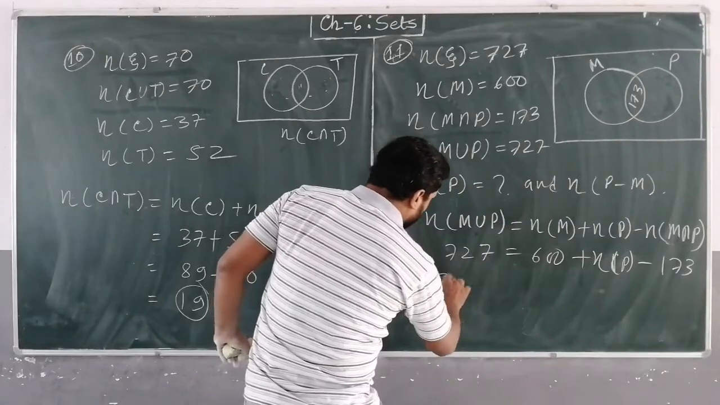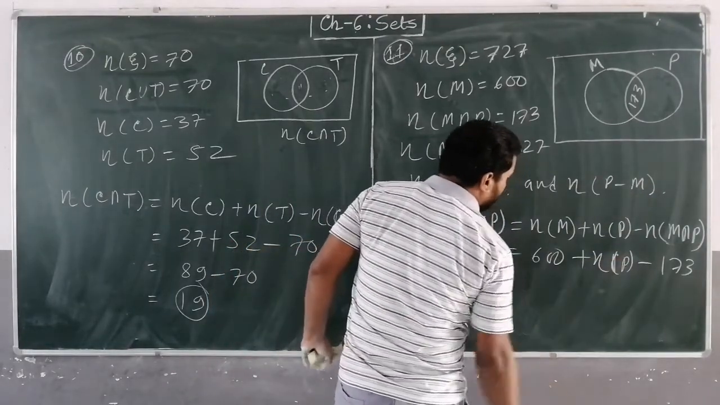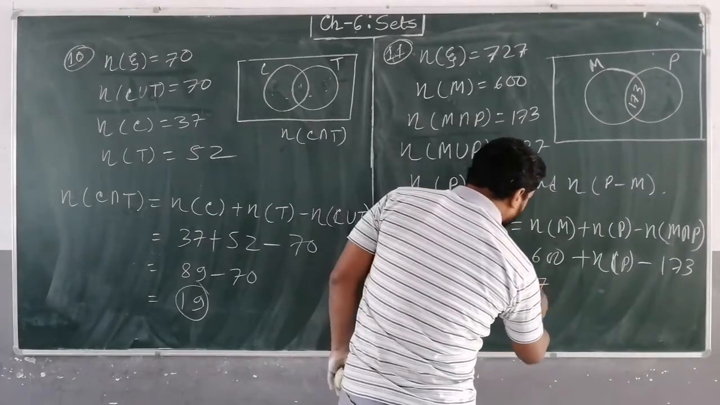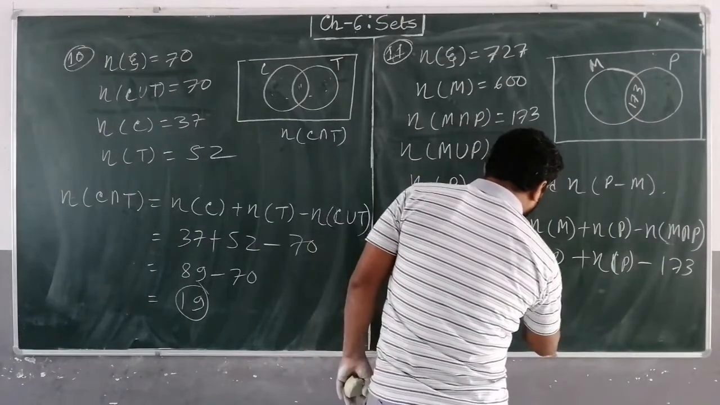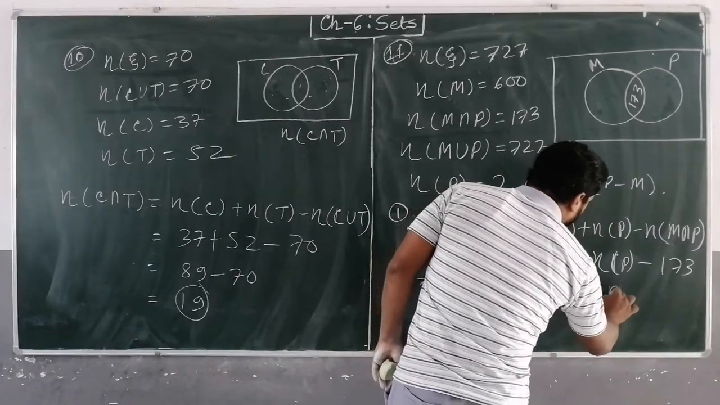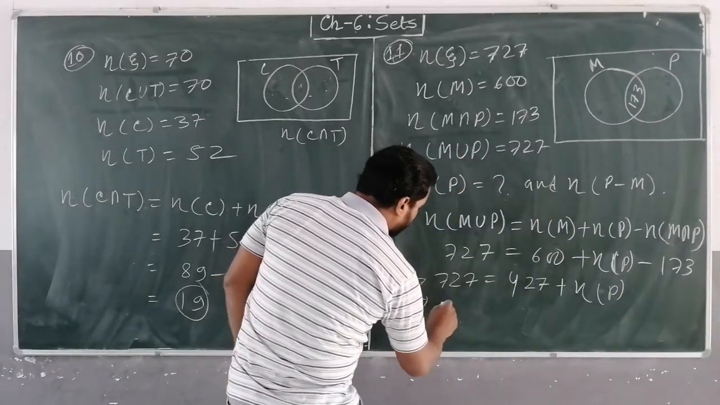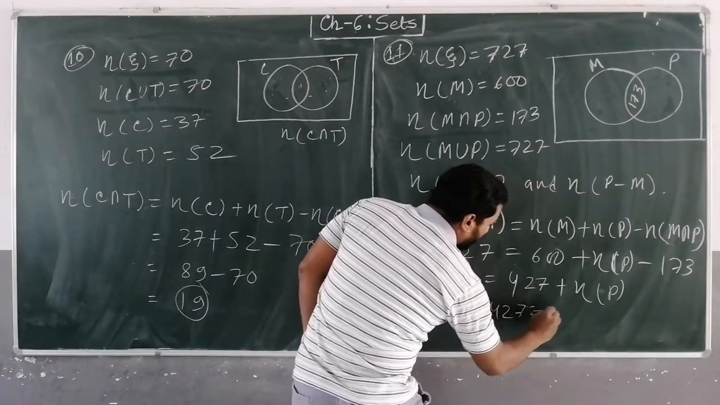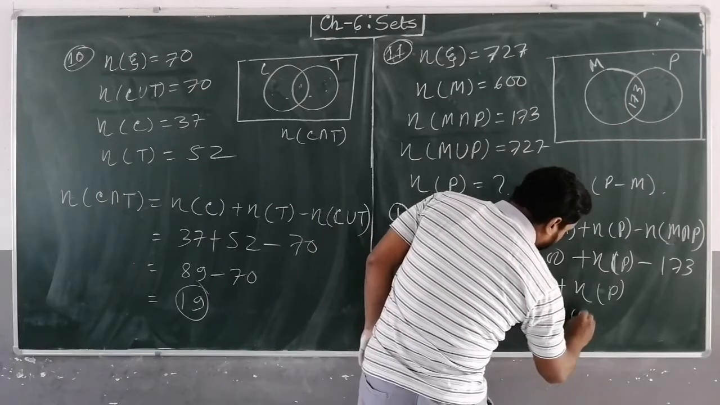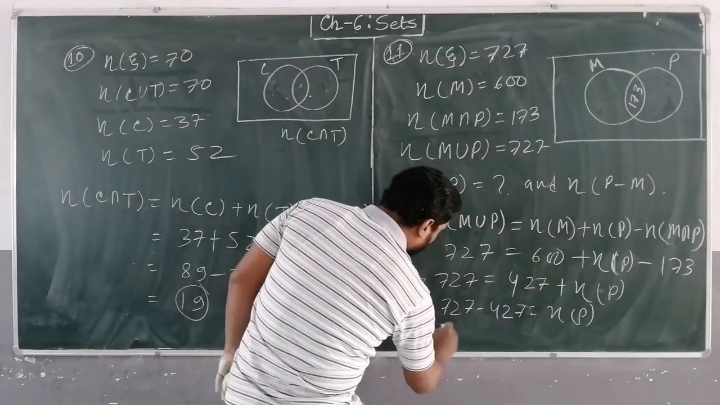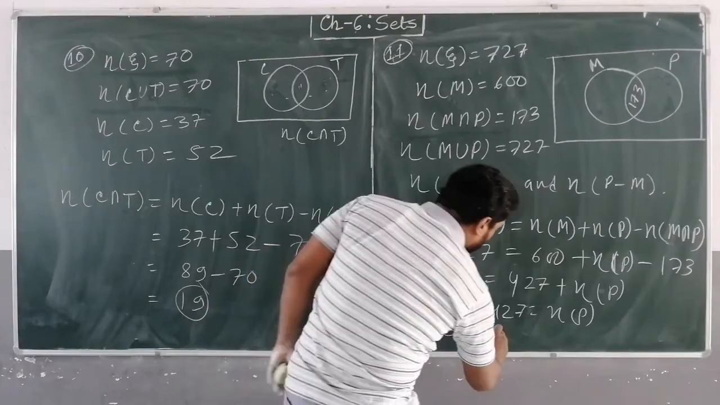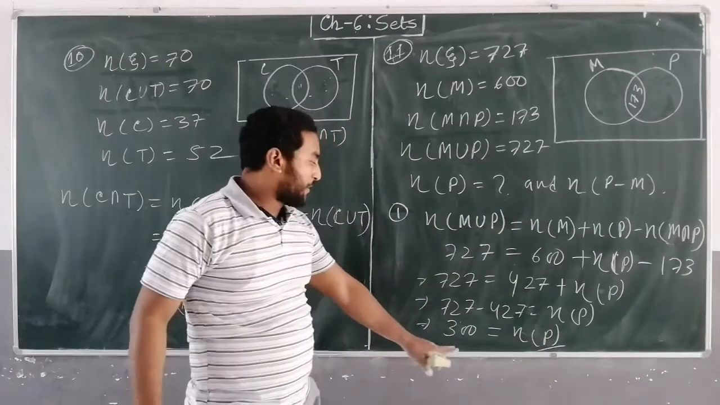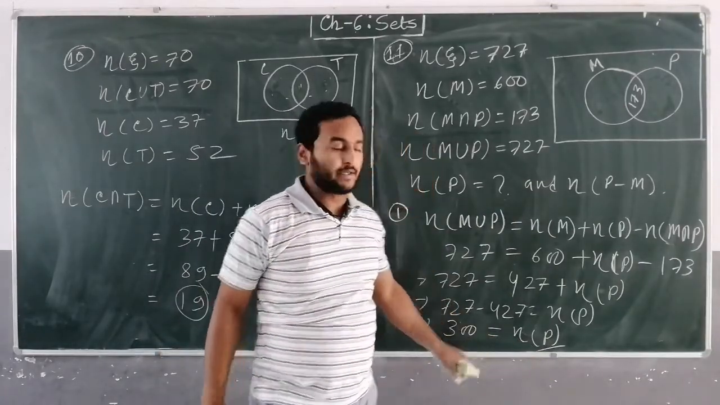So it implies that 727 equals 600 minus 173, that is 427, plus cardinality of P. Now take 427 to the left hand side. So 727 minus 427 equals cardinality of P, that is 300. So 300 equals cardinality of P. So the first part is done: the number of students offered physics is 300.